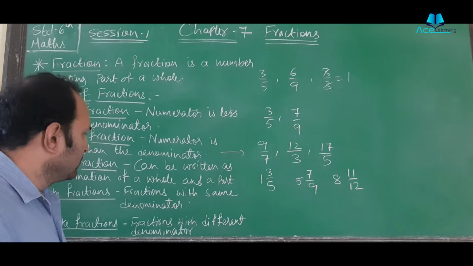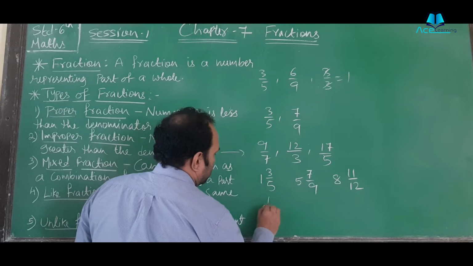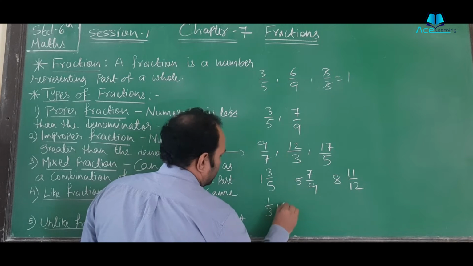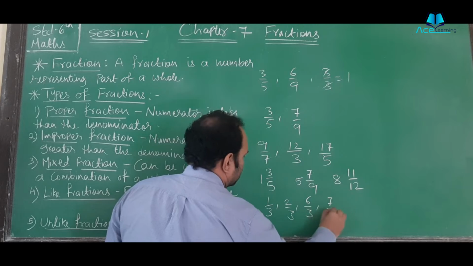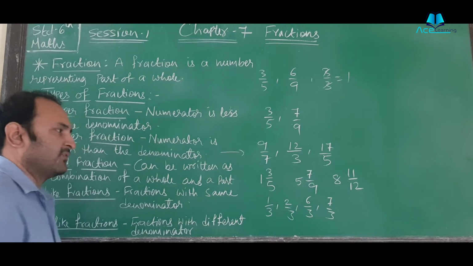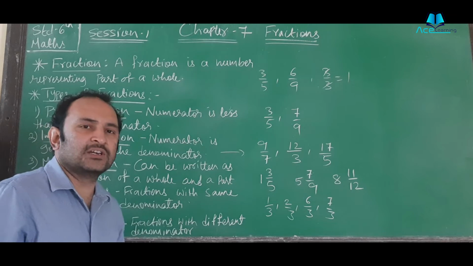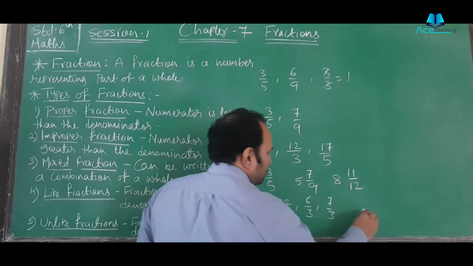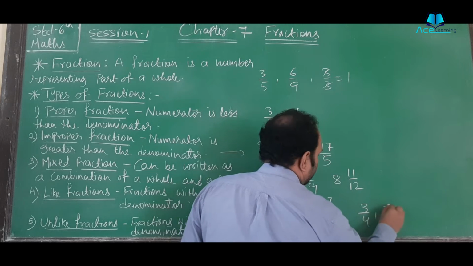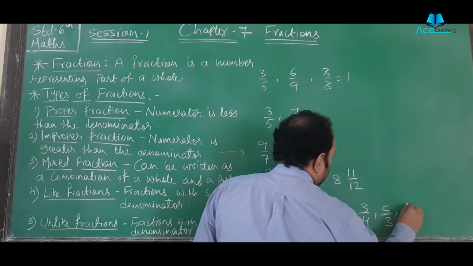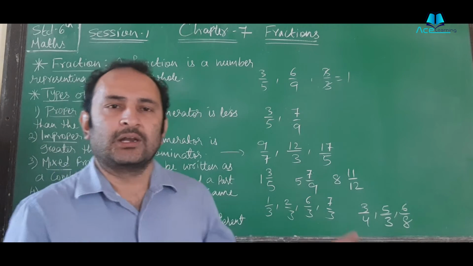Like fractions, which have the same denominator, like 1/3, 2/3, 6/3, 7/3. They are called like fractions. And unlike fractions, fractions with different denominators. Like this one, children, denominators अलग-अलग हैं: 3/4, 5/3, 6/8, whatever. They are called unlike fractions.